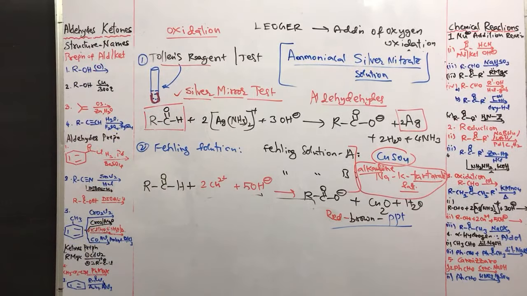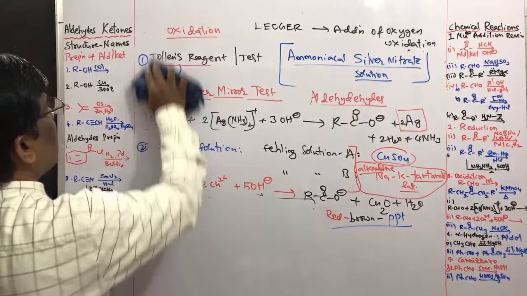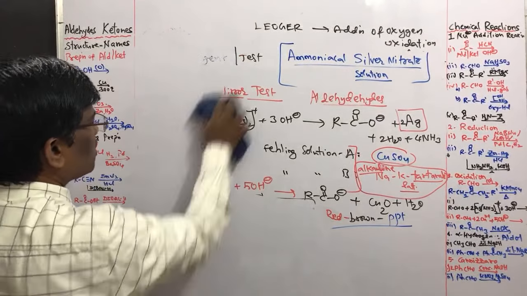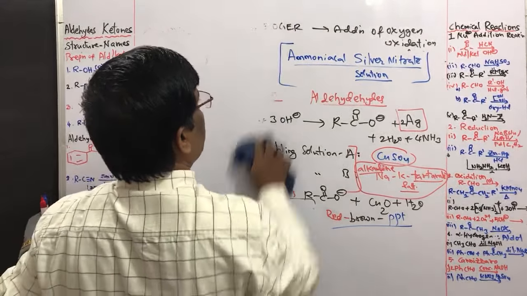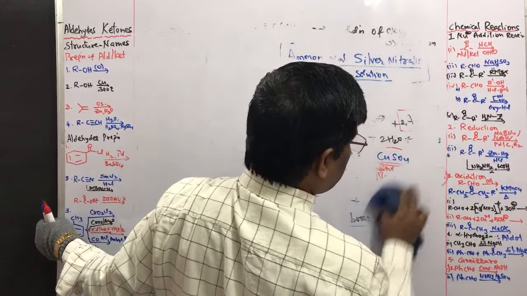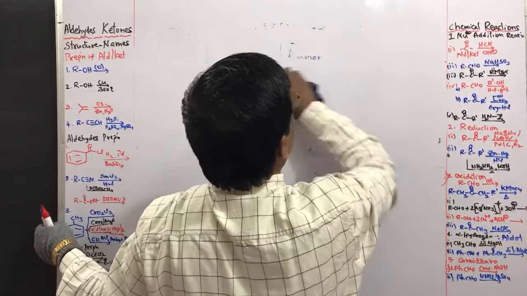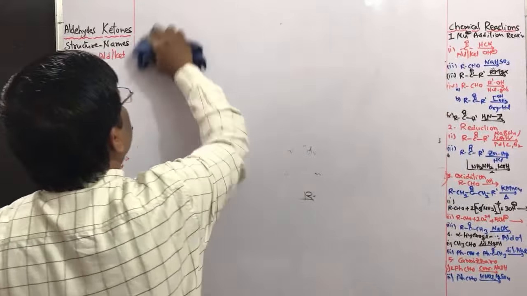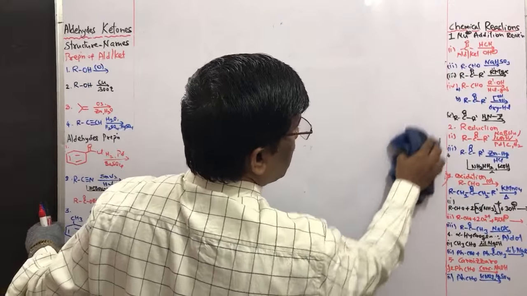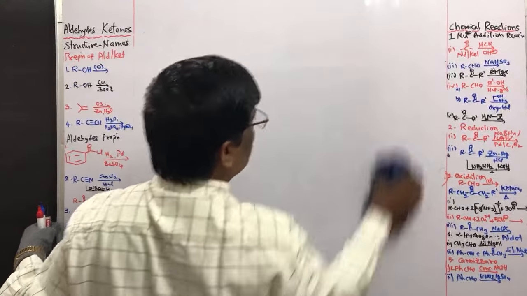Next, students, very important reactions: the haloform test, where the iodoform test is asked every time. The iodoform test was asked in all NEET and JEE Mains tests in 2019 and 2020 also. It is a very important concept, where this test is given by methyl ketones and hydroxy methyl compounds.